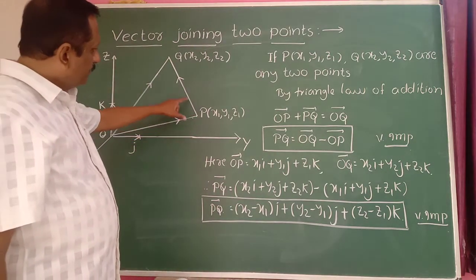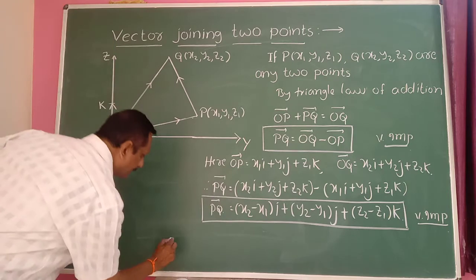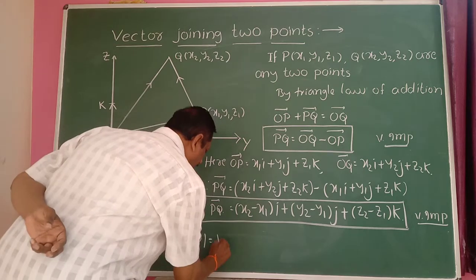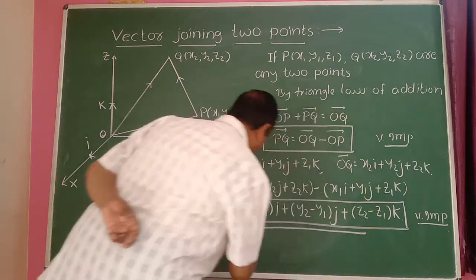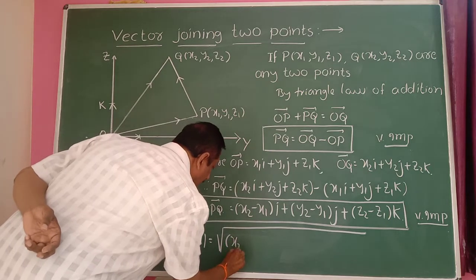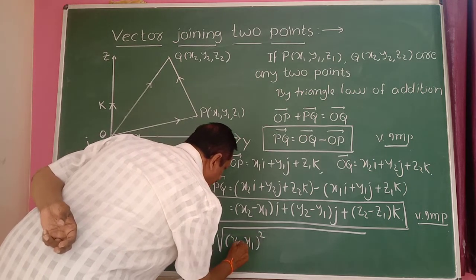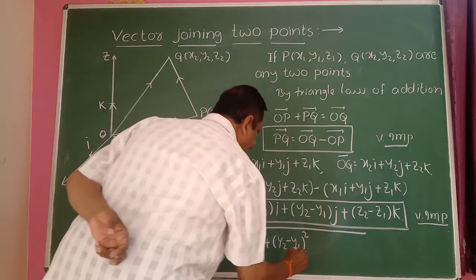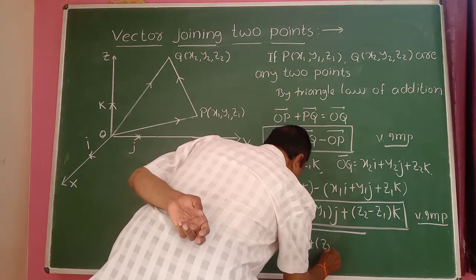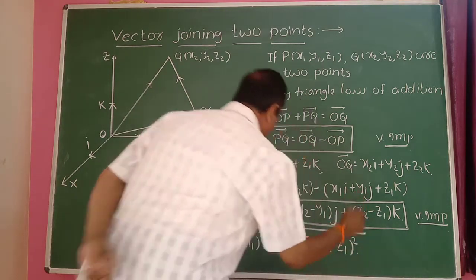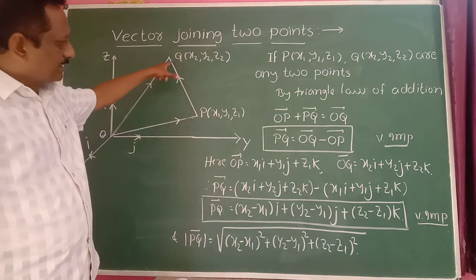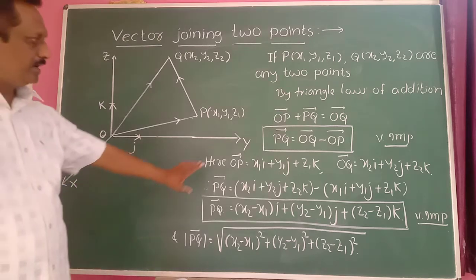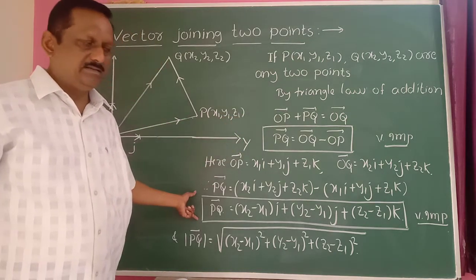Later, if you want the length, the modulus of PQ is equal to the root of (x2 minus x1) whole square plus (y2 minus y1) whole square plus (z2 minus z1) whole square. It gives the length of the vector PQ. Very important result. We use this result as well as the previous one the most. Remember it.